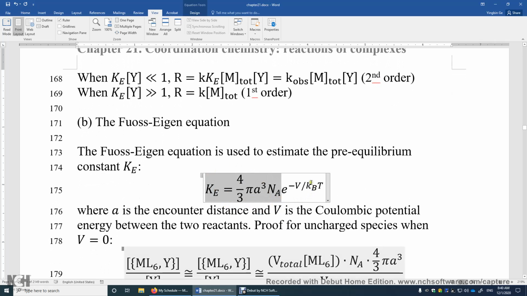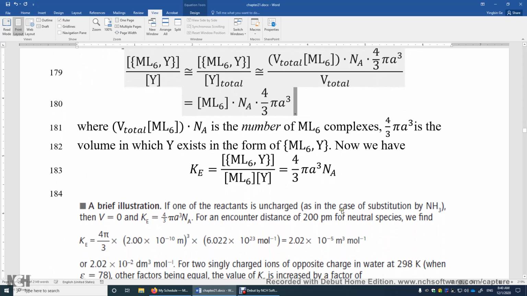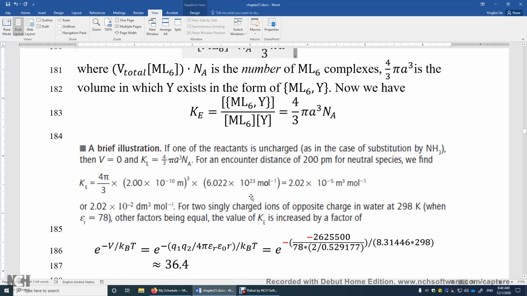Okay. And again, the second part, in the right-hand side of the equation, this exponential function takes the Coulombic potential energy between the entry ligand and the transition metal complex ML6 into account. Okay. Now here's a numerical example. Let's say the transition metal complex or the entry ligand is uncharged, and then there's just no Coulombic attraction, no repulsion. Then this V is 0. You can ignore the exponential function.